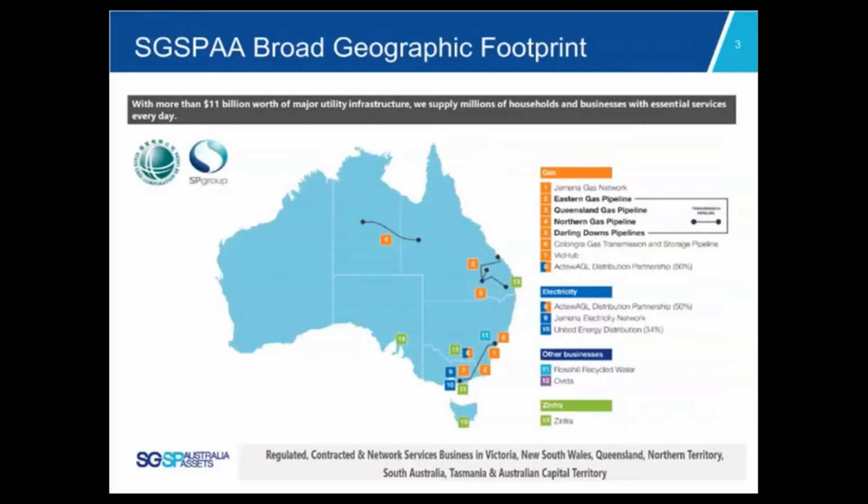SGSPAA, trading as Jemena, is an Australian $11.5 billion company that owns, manages, and operates some of Australia's most significant gas and electricity assets. Jemena is backed by the strong resources of our shareholders, State Grid Corporation of China and Singapore Power. State Grid Corporation of China is the largest utility in the world, and Singapore Power is a leading energy utility company in Asia Pacific and one of Singapore's largest corporations.